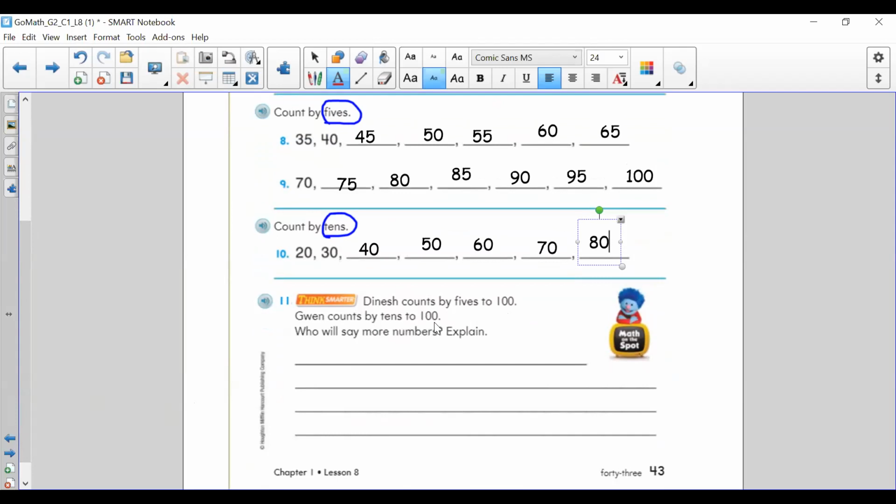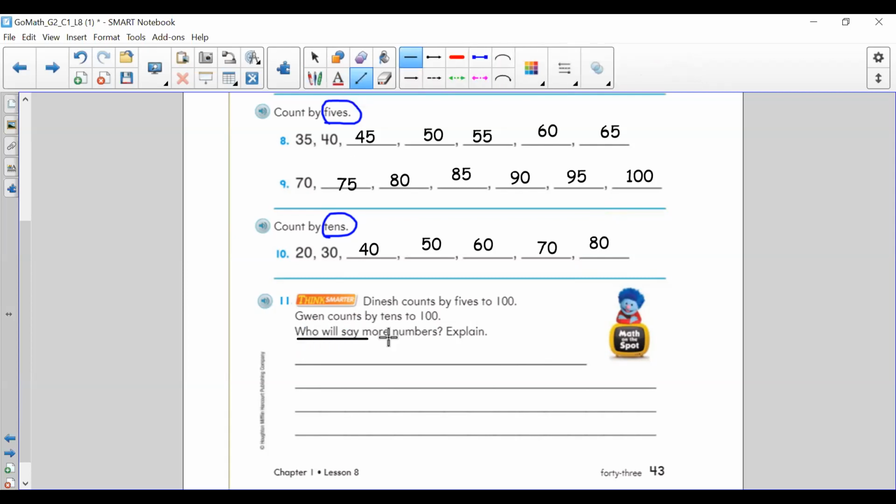Gwen counts by tens to 100. Who will say more numbers? Explain. Okay, so this is going to be our question. We'll underline it. Who will say more numbers? Will it be Dinesh or Gwen? Because Dinesh counts by fives to 100. Gwen counts by tens. So one way we can think about that is, how can you get to 100 faster? Counting by fives or counting by tens? Which way would you have to say more numbers? Well, let's go to Math on the Spot and find out.